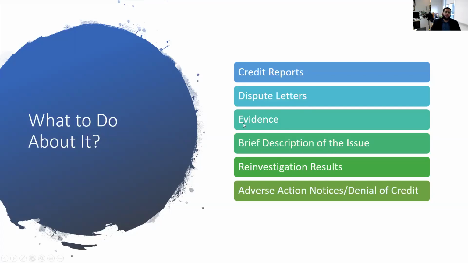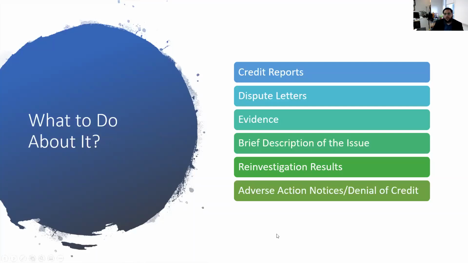Please provide us a brief description of the issue. Tell us what is wrong with your credit reports, and please don't send us on a chase through hundreds of documents while we are trying to figure out what's going on. The reinvestigation results. What does this mean? The results that came back, the answers, the letters that you received back from the credit reporting agencies, we need to see them. So please send us the reinvestigation results.